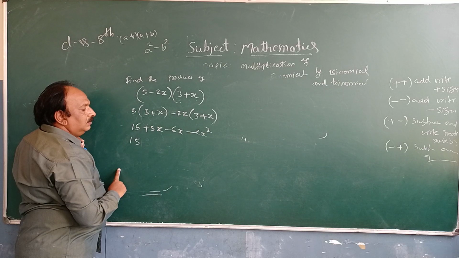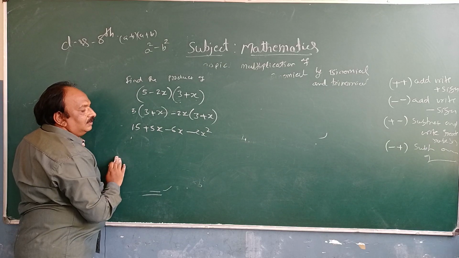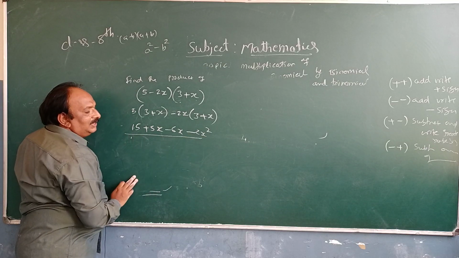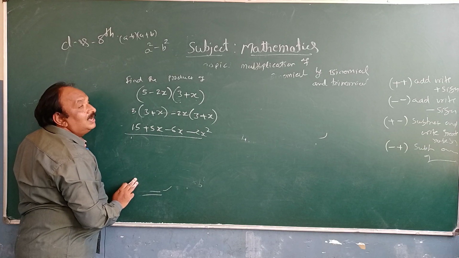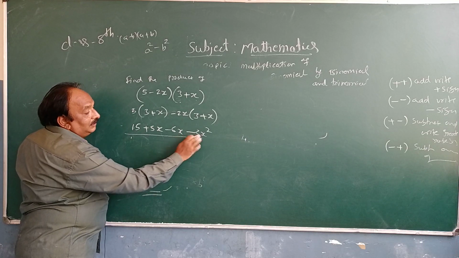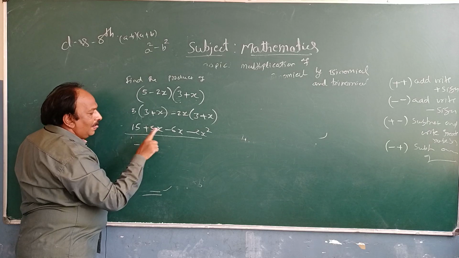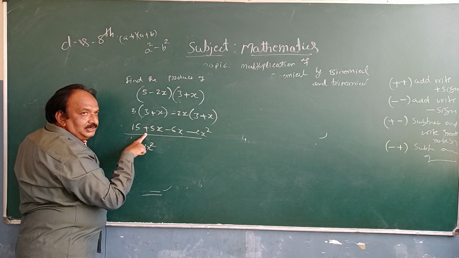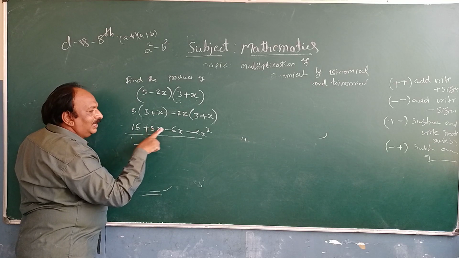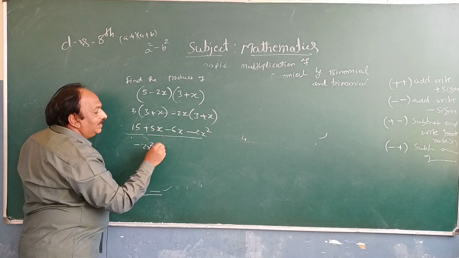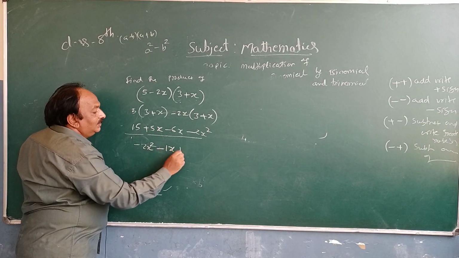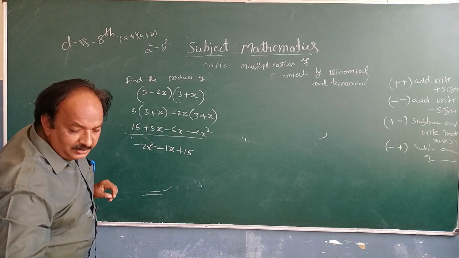So we have 15 plus 5x minus 6x minus 2x square. Or you write it like this. The method of writing the algebra from highest power to lowest power is called the standard method, that is minus 2x square. One is minus, another is plus. Subtract and write the greater number's sign. 6 minus 5 is minus 1x plus 15 is the method.